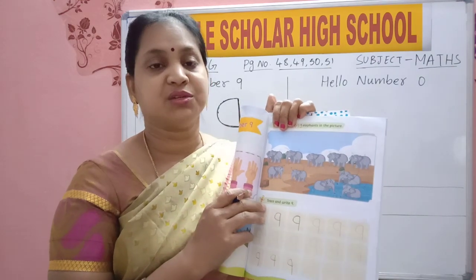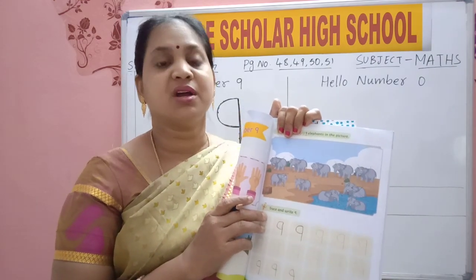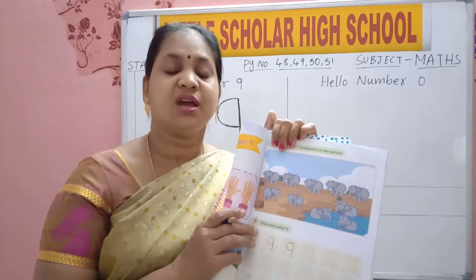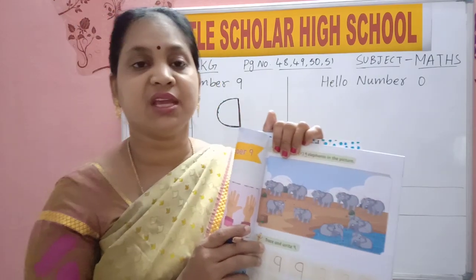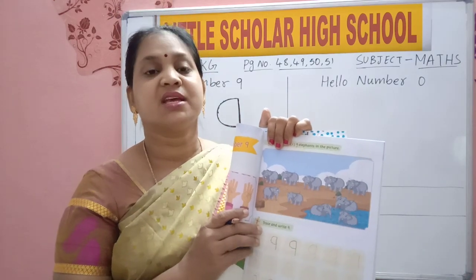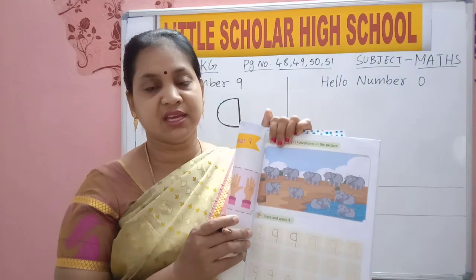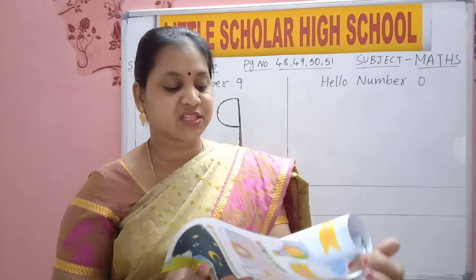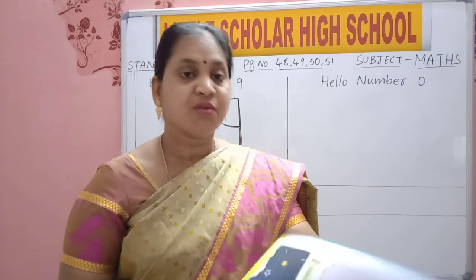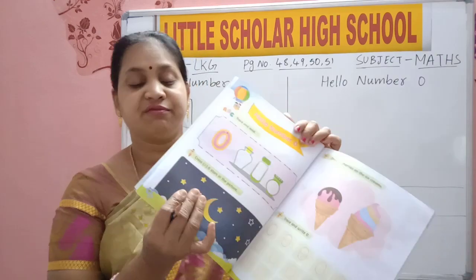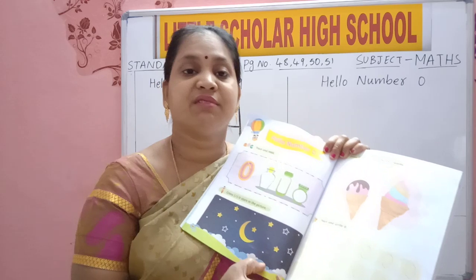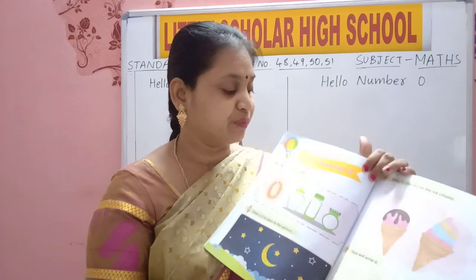1, 2, 3, 4, 5, 6, 7, 8, 9. Yes, finish writing the number line. Now move to the next paper, page number 50. So today we will finish page number 50 and 51 also.